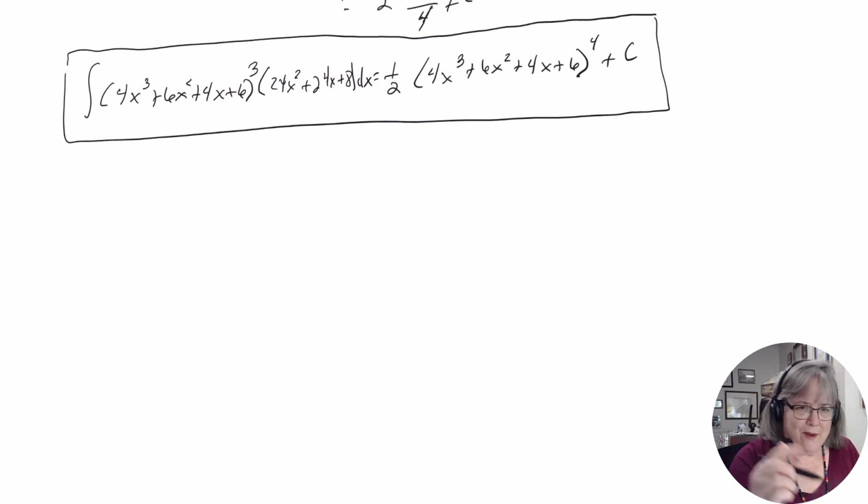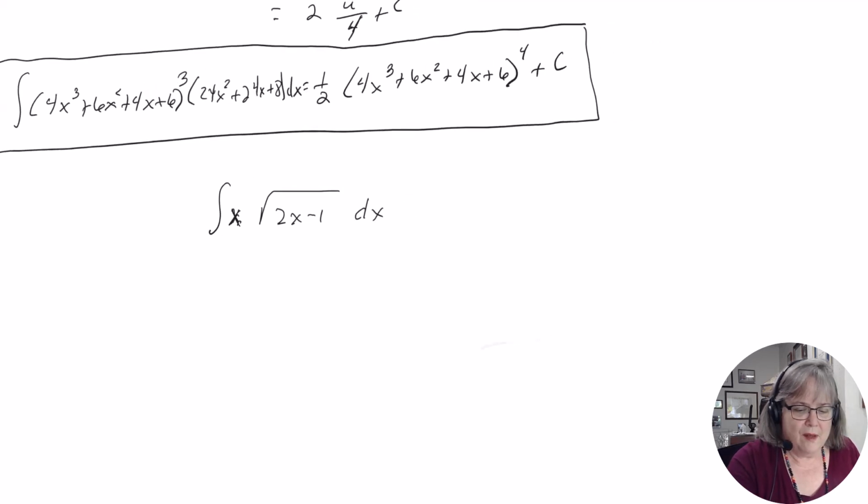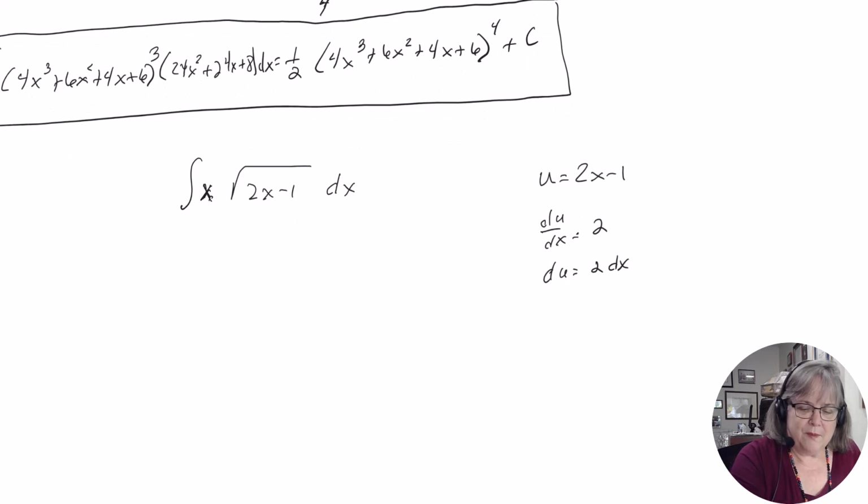So while we're on a roll about this, let's integrate x times the square root of 2x minus 1 dx. Now, I think you'd agree that u must be 2x minus 1. So if we do that, then du dx is just a 2, so du is 2 dx. Well, that's not a problem. I just put a 2 right here, and I undo it right there, right?